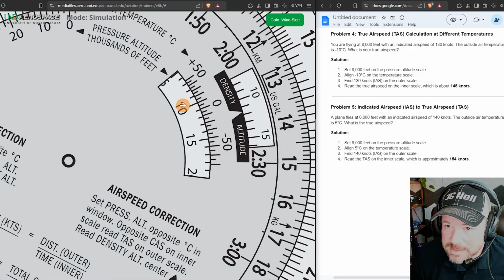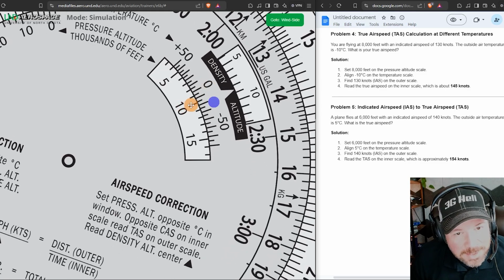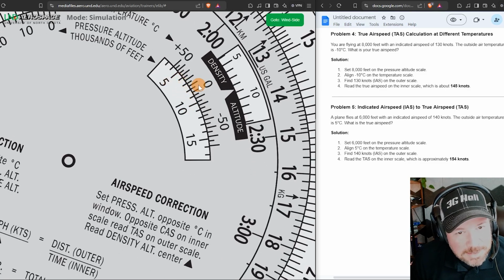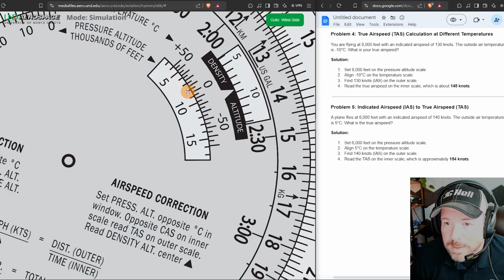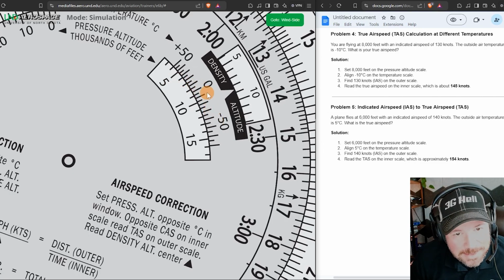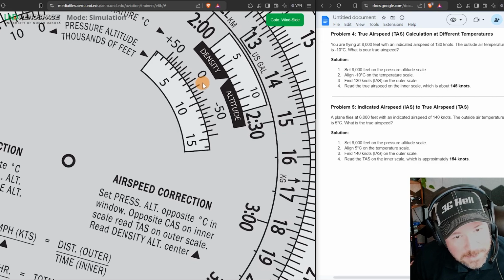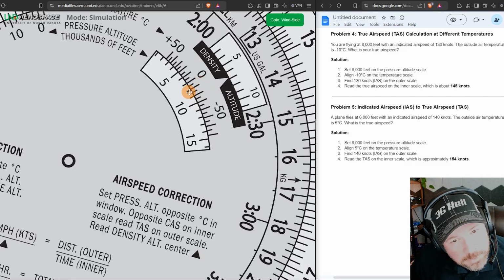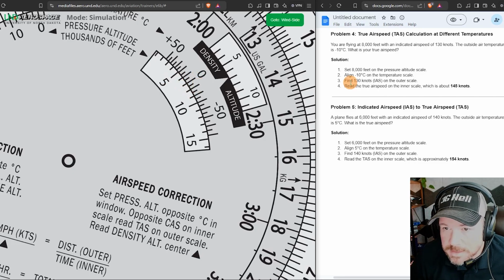We're going to find first 8,000 feet. So we know the 10 is here, the 5 is here. So 6, 7, 8. So 8 is right here. Now we need minus 10 degrees Celsius. So that's that first line here. And there we go. Now they're mostly lined up, kind of. So let's see, 5, 6, 7, 8, and then minus 10. So we're good. All right.